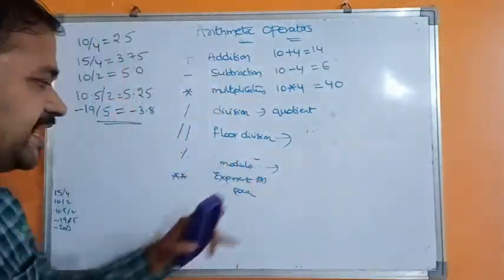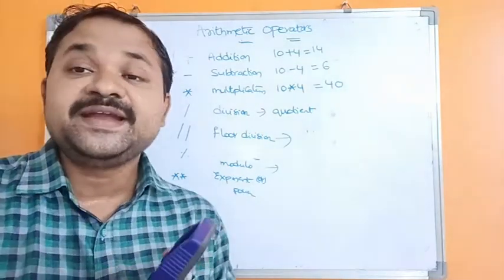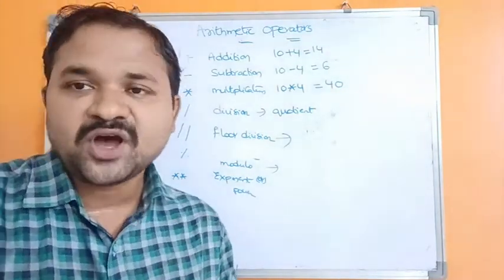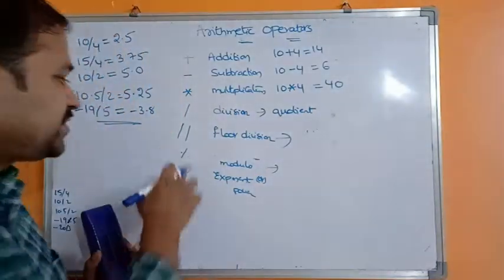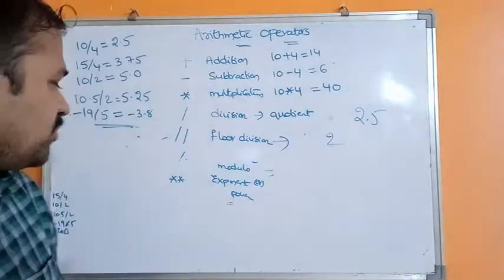And what is the next operator? Modulo. We know that modulo will always give the remainder as the output. Now let us solve all these examples with the help of the floor division.